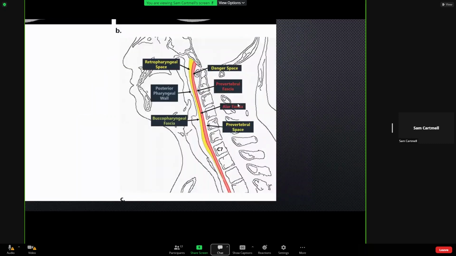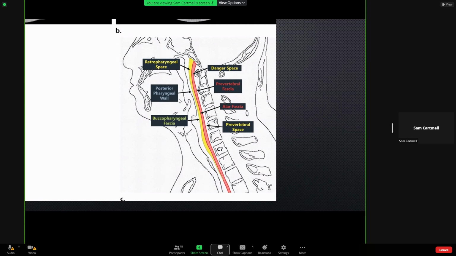Okay, so moving on to some of the spaces we mentioned earlier that are in both suprahyoid and infrahyoid locations. This is also an image taken from the radiographics article Rory shared with you guys, and this highlights a couple of important things.